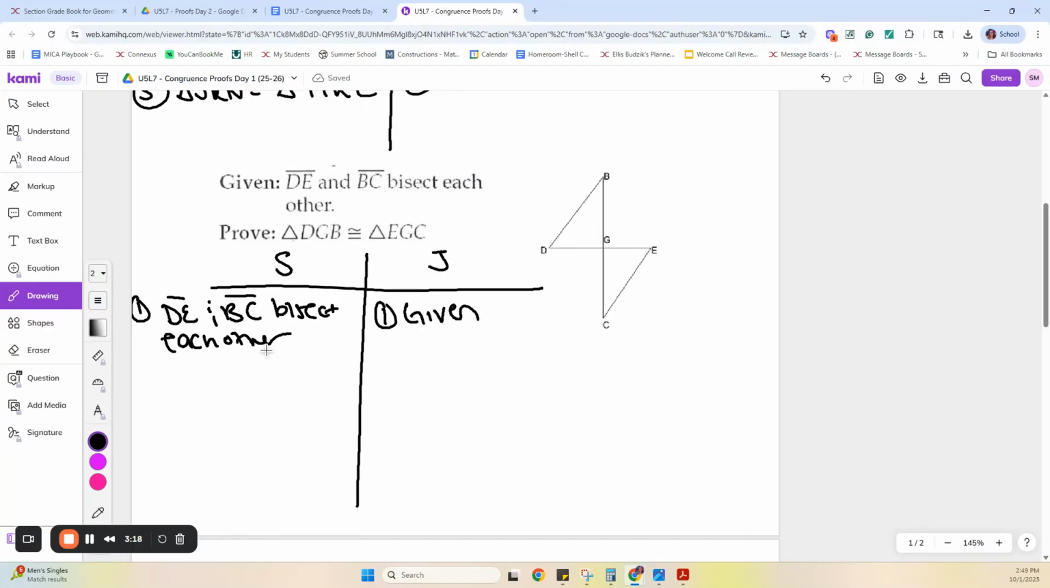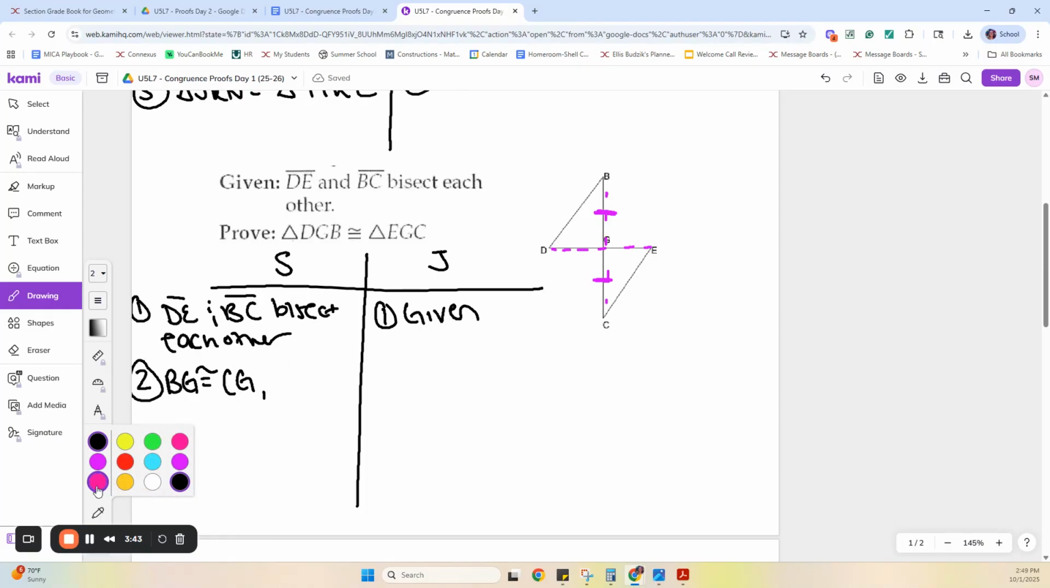Now, what does it mean to bisect each other? Well, it means they're cutting each other in half. So they're saying DE is cutting BC in half. So if I know BC is being cut in half, that means this section over here is going to be equal to that section over there. So let's go ahead and write that. So I'm going to say BG is congruent to CG.